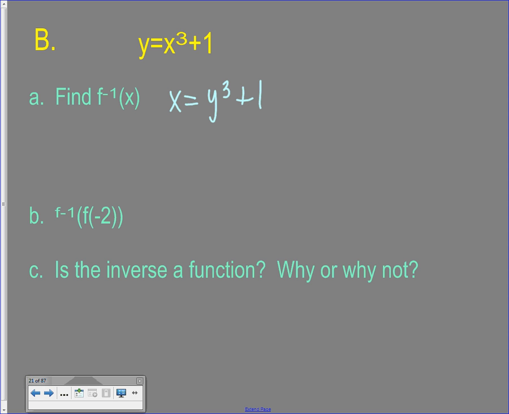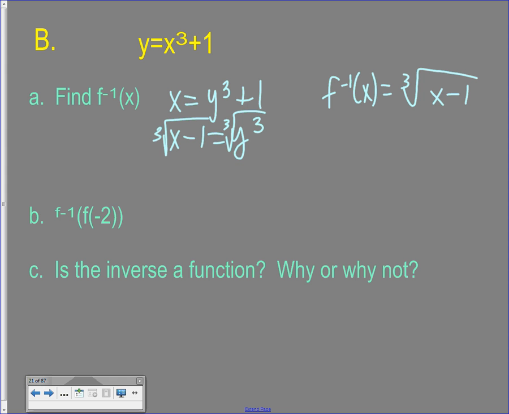So I will subtract 1 first. And then to get rid of a third power, I'm going to take the third root, because that'll cancel it. Awesome. So then I'll relabel it f inverse of x will equal the third root of x minus 1. You could also write that as x minus 1 to the power of 1/3. Whichever one seems to make more sense in your brain is just fine.